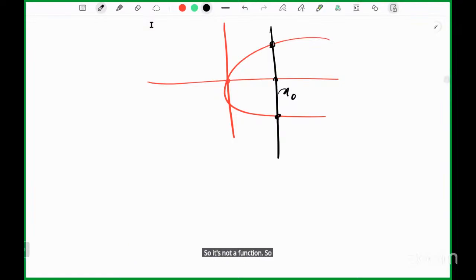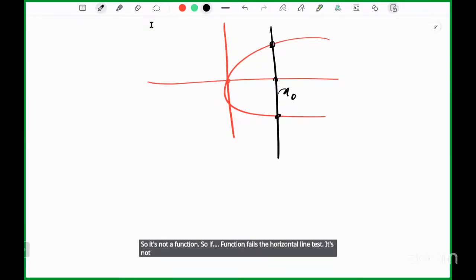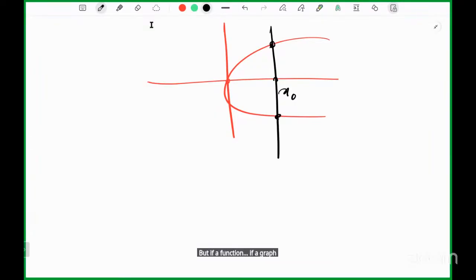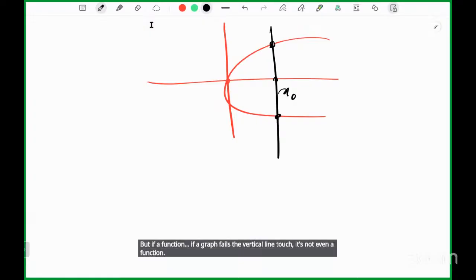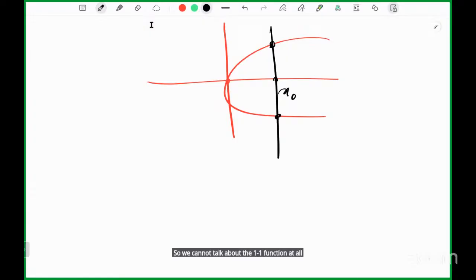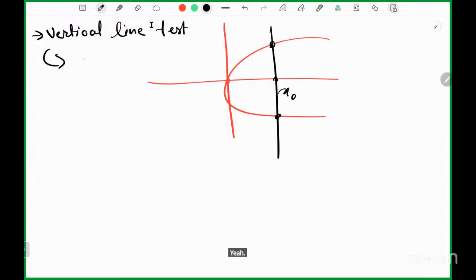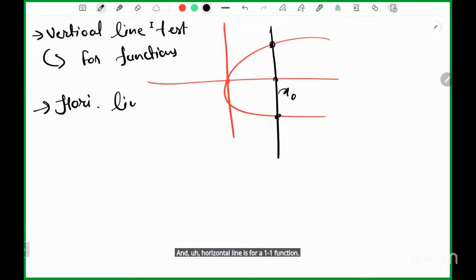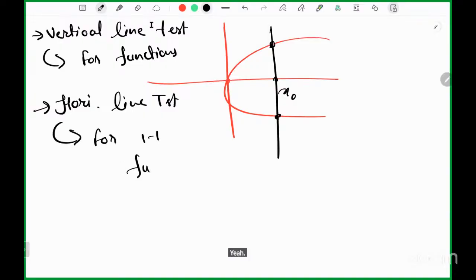If a function fails the horizontal line test, it's not a 1-1 function. But if a graph fails the vertical line test, it's not even a function, so we cannot talk about a 1-1 function at all. So our primary condition is that it must pass the vertical line test. Yeah. The vertical line test is for checking functions, and the horizontal line test is for 1-1 functions. First check the vertical line test, then go for the horizontal line. Okay, thank you, ma'am.